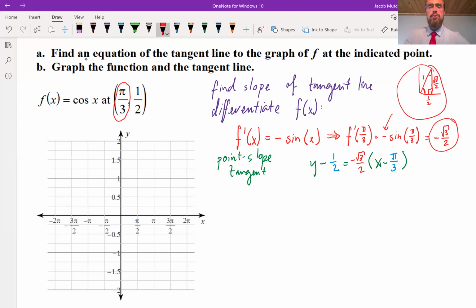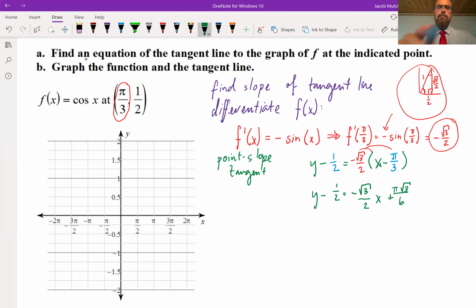And that's my equation. All I need to do in order to be able to graph that is convert it to the slope-intercept form, mx plus b. So we'll distribute the slope through that x parentheses group. So it's y minus 1/2 equals negative square root 3 over 2 times x. And then I'm going to multiply negative square root 3 over 2 times negative pi over 3. And that's going to turn into a positive square root 3. I'll put the pi out front. So pi times square root of 3 over 2 times 3, which is 6.